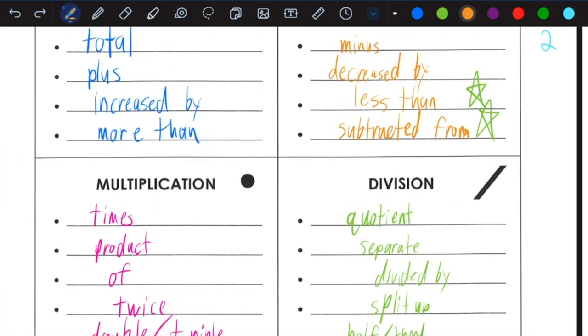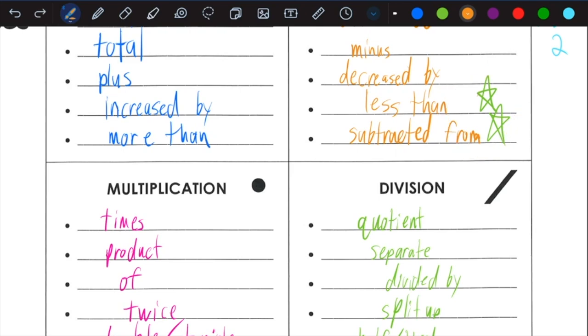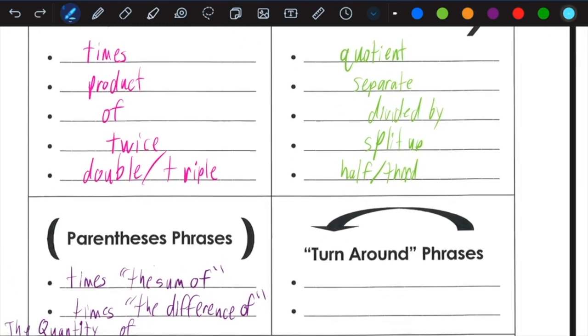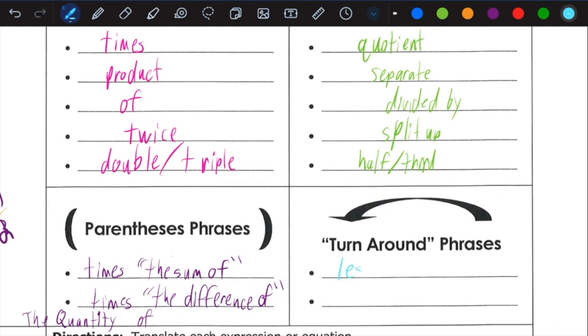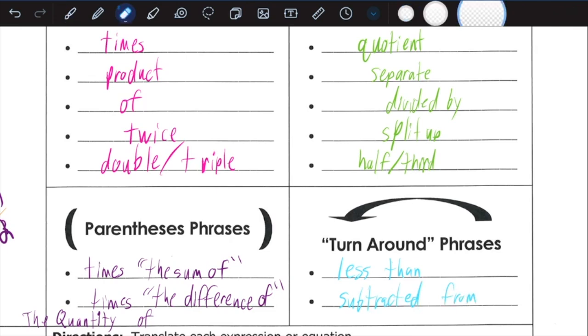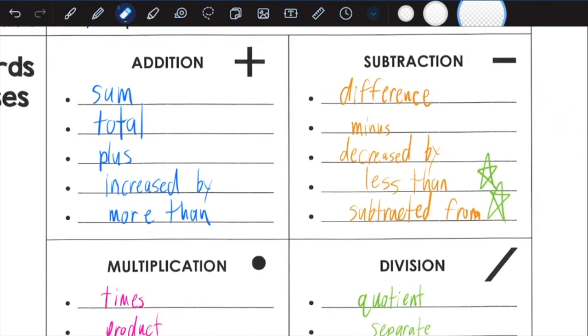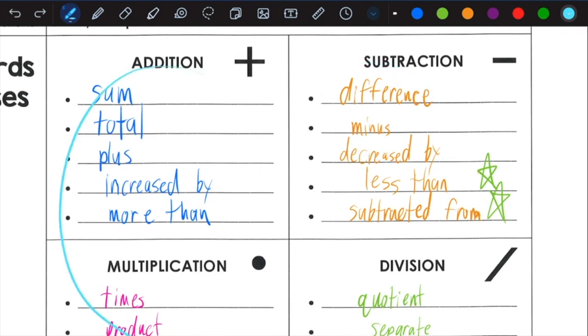Turnaround phrases. So you may remember we starred less than and subtracted from. And that's because they're what we're going to call turnaround phrases. So here we have less than and subtracted from. And when we go up to our subtraction part, whenever we see any of these words, or any of these other phrases all throughout here, we write the numbers and we do the numbers in the order we hear or read them.